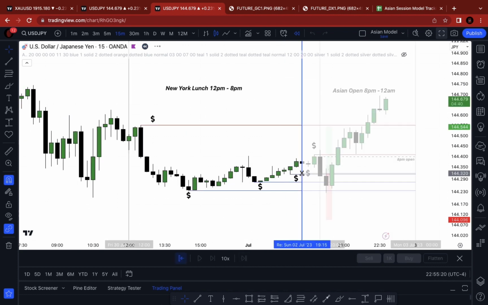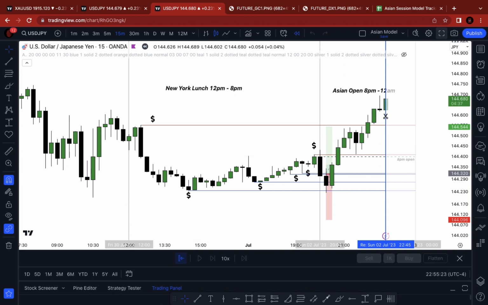I think this is where we are. This is where we are currently in price. So you'll see that price is going up.